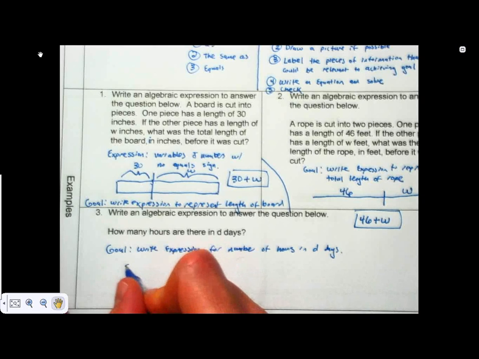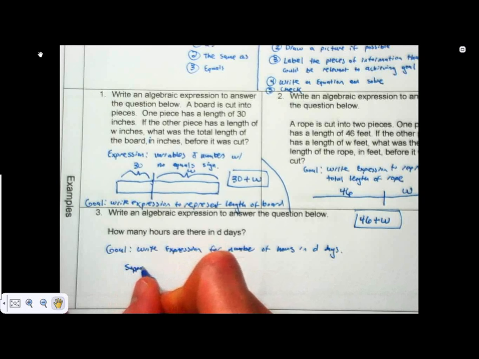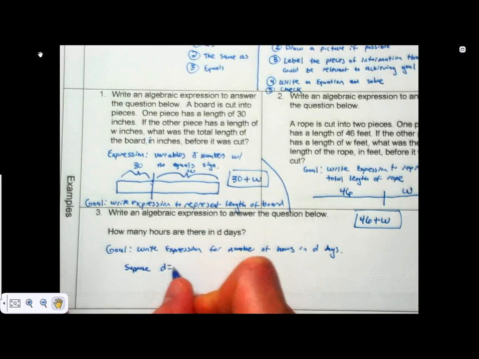Well, it's going to be hard to draw a picture of this situation, but I'm going to show you another really powerful strategy in order to solve problems. Sometimes when you're not sure what to do, it's helpful to substitute just temporarily a number in for the variable. So suppose that D were 6. Suppose D equals 6. Then our job would be to write an expression for the number of hours in 6 days.